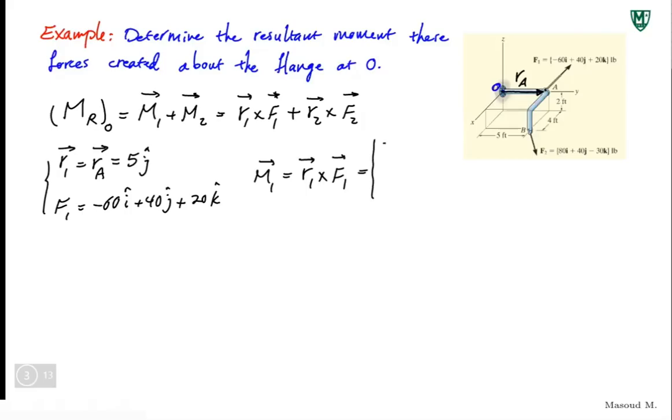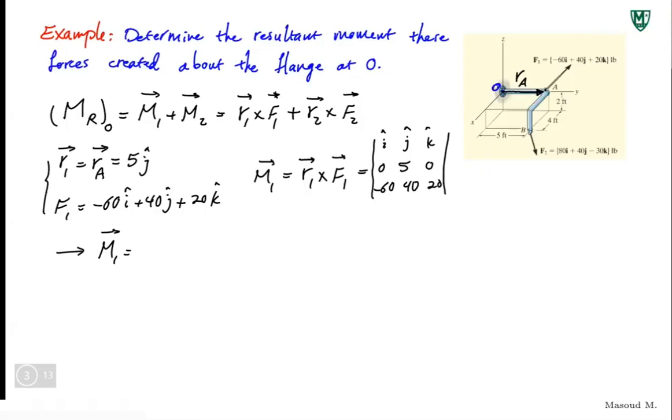We talked about this product, the cross product. We said, well, i, j, k, we just need to find this determinant. The second row would be the Rx, Ry, Rz components of R1. Well, this is 0, this is 5, this is 0. And F1 is minus 60, this is 40, and this is 20. You can do the math from there. You'll get M1. I'll just expand this one, but I'll try to leave these to you. I highly encourage you to learn how to use your calculators to do these calculations, but it's still fine if you want to do it manually.